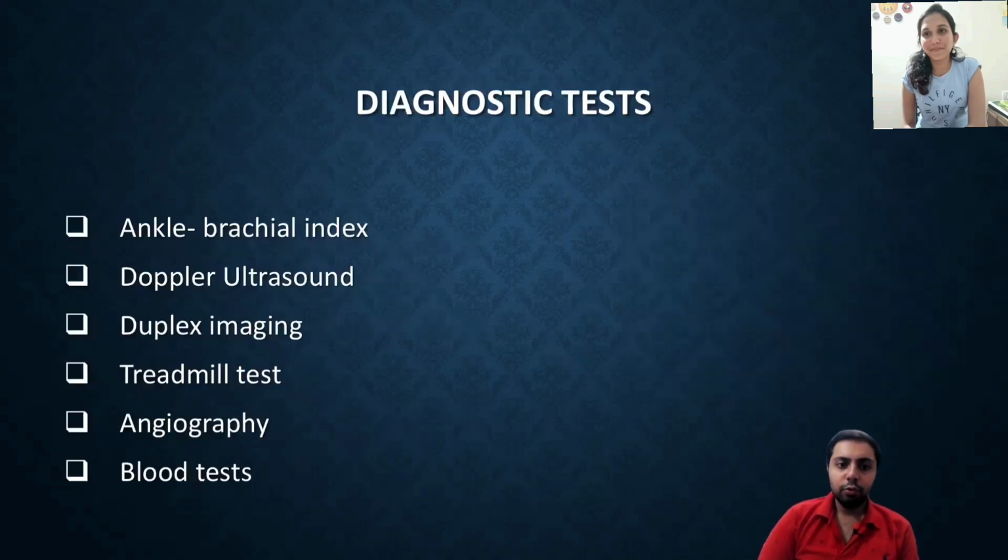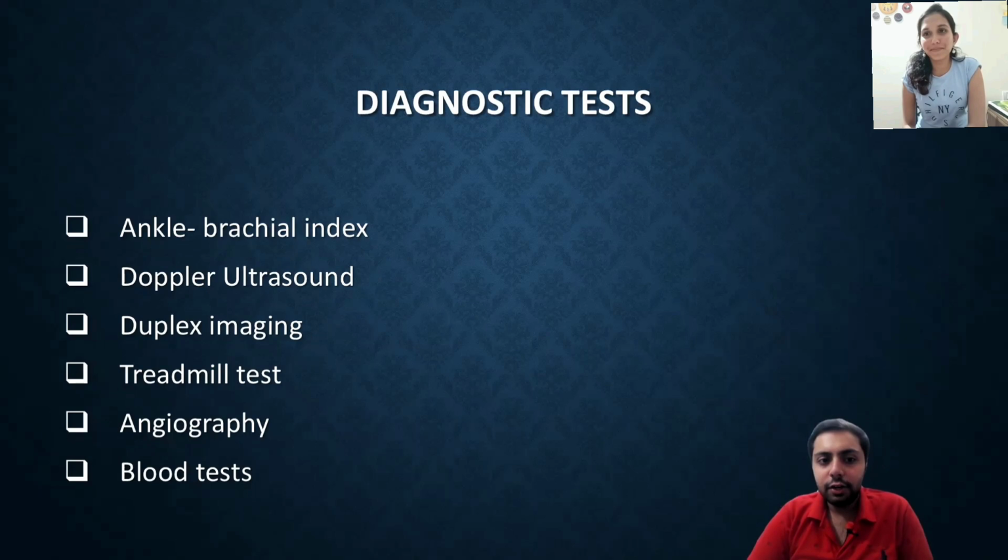In the ward, we have to go for an ankle brachial index. Have you ever heard of it? What is ankle brachial index? The BP is measured at the ankle and the brachial artery. Which BP, systolic or diastolic? We measure the systolic BP. So these are diagnostic tests.